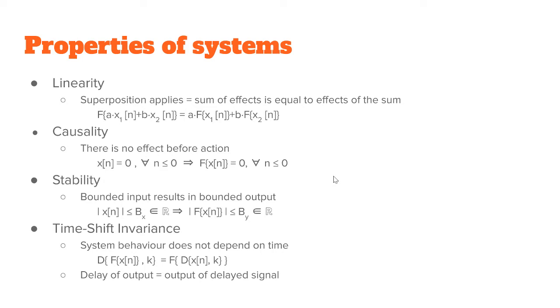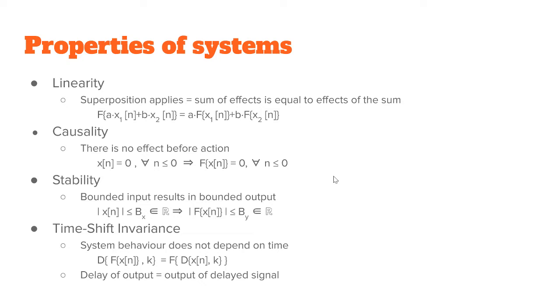Then a few things that are pretty important to understand, what they actually mean: linearity, causality, stability, and time shift invariance. The first one, linearity, is a nice property if you have a system where you can predict what the output is.